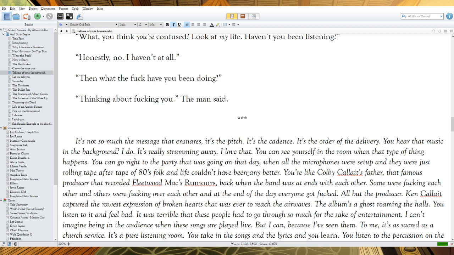That's Ken Calais, that famous producer that recorded Fleetwood Mac's Rumors back when the band was at ends with each other. Some were fucking each other and others were fucking over each other, and at the end of the day, everyone got fucked. All but the producer, Ken Calais, captured the rawest expression of broken hearts that was ever to reach the airwaves. The album's a ghost roaming the halls. I like roaming in the halls.